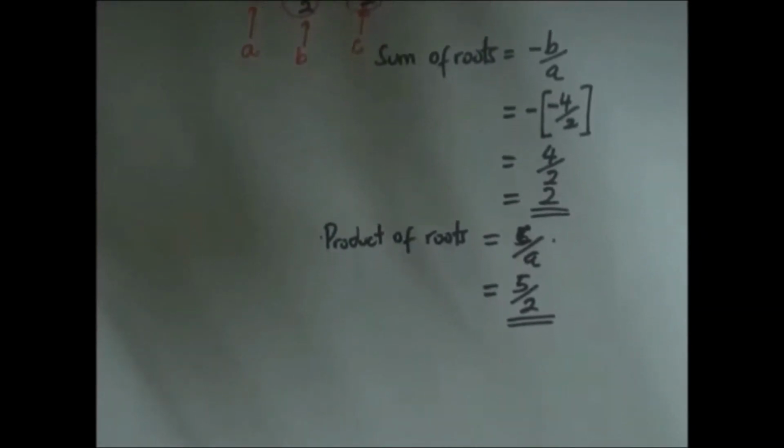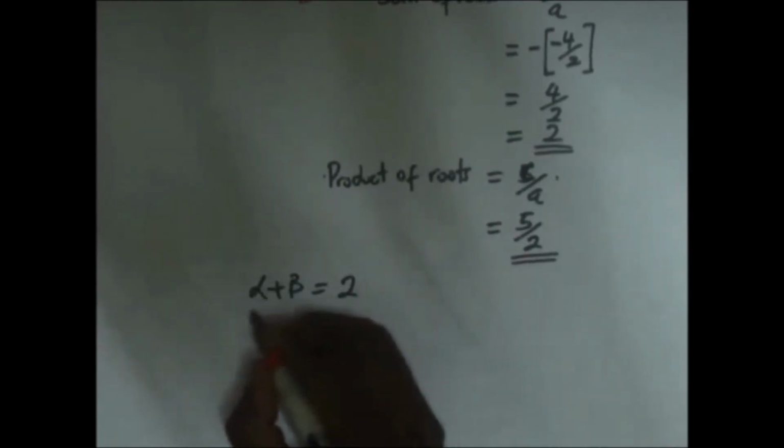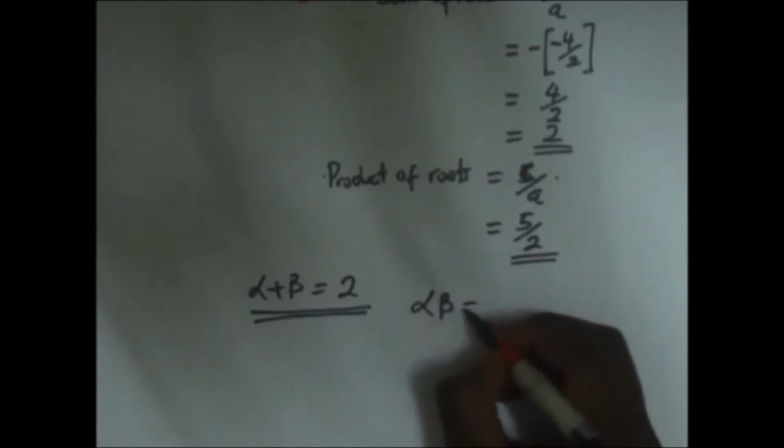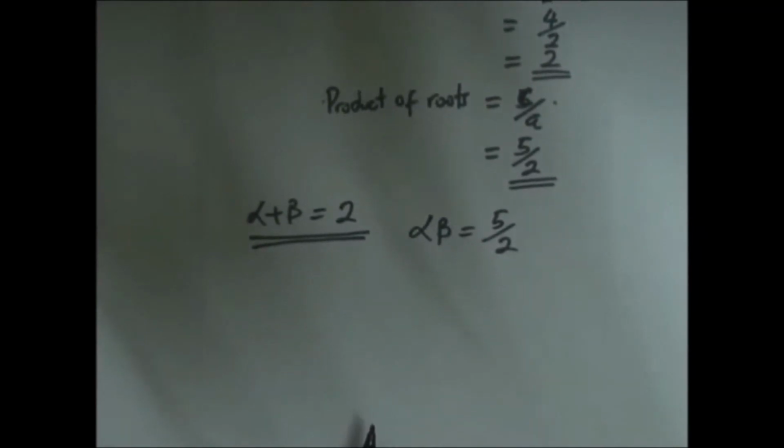But then we have been told that the roots are alpha and beta. So it means that the sum of the roots, which is alpha plus beta, is going to be equal to 2. And the product of the roots, which is alpha times beta, is going to be equal to 5 over 2. This is the sum of the roots, this is the product of the roots. So that being extrapolated from the question, we can go ahead and start answering the questions.